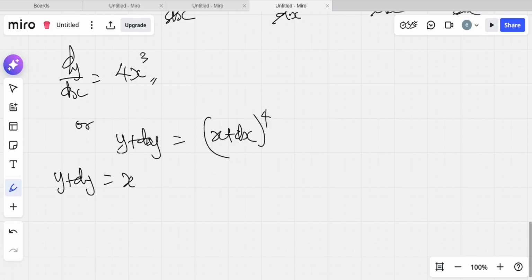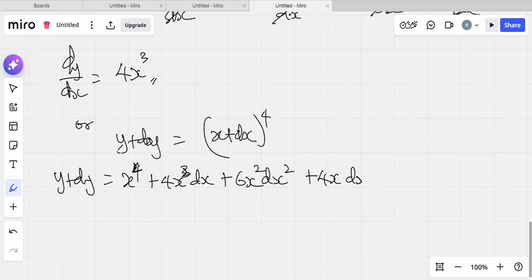So I have x to the power 4 plus 4x to the power 3 dx plus 6x squared dx to the power 2 plus 4x dx to the power 3. We have to be careful here. Then plus dx to the power 4. Okay, so this is the expansion of it. The first one is what? x to the power 4. That was where we made the mistake. So the next thing is what? We subtract y from both sides.